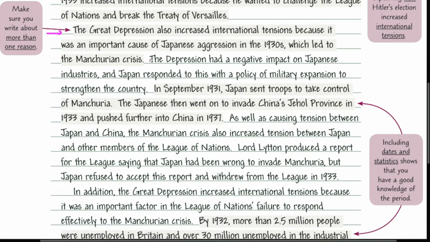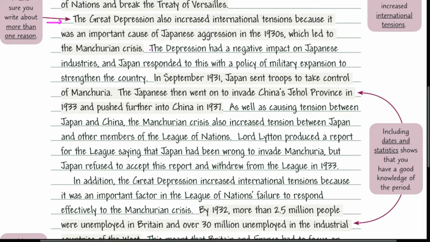The Depression had a negative impact on Japanese industries, and Japan responded to this with a policy of military expansion to strengthen the country. In September 1931, Japan sent troops to take control of Manchuria. The Japanese then went on to invade China's Jehol province in 1933 and pushed further into China in 1937. Okay, so this is some of the information that we have up to now.